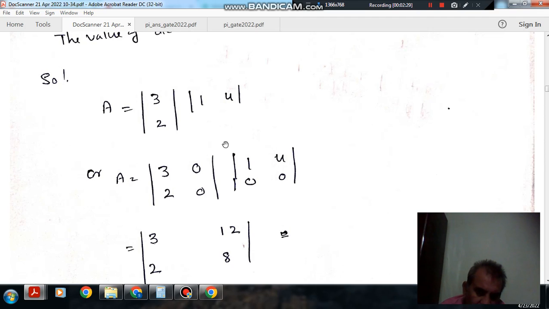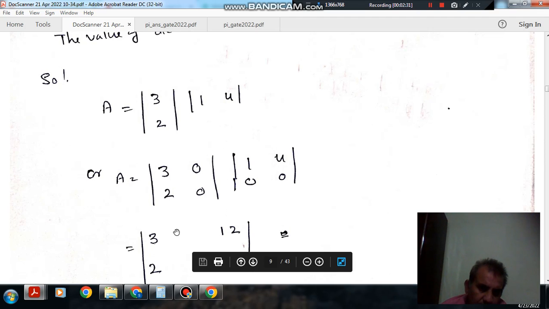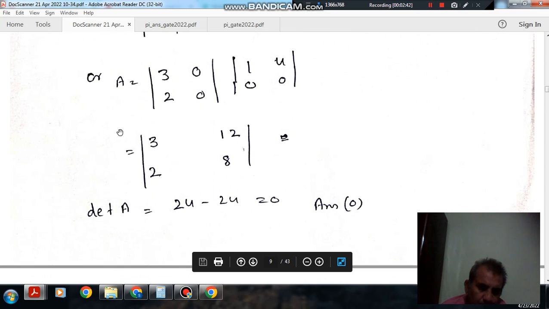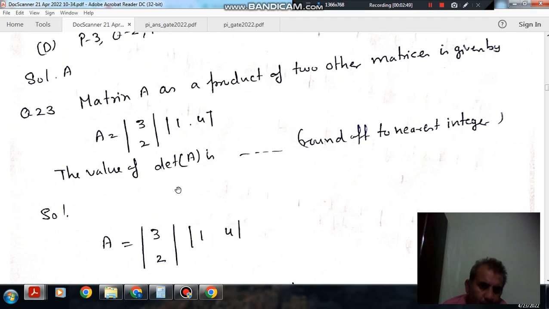Starting from this here and this, so this will be your 3 plus 0, and this will be your 12 plus 0, and this will be your 2 plus 8. So determinant is 24 minus 24, that is 0. So the answer is 0.